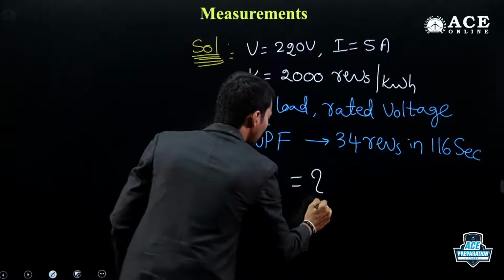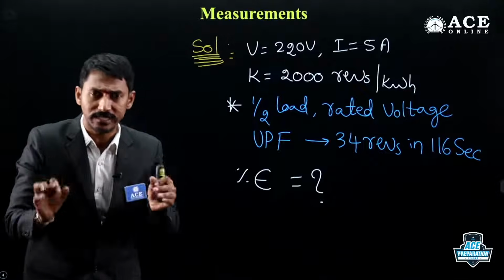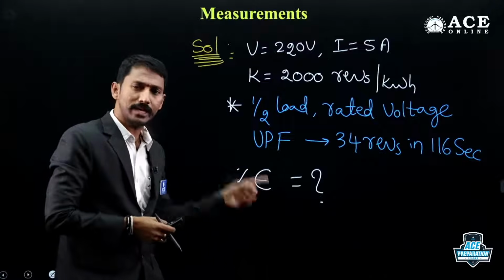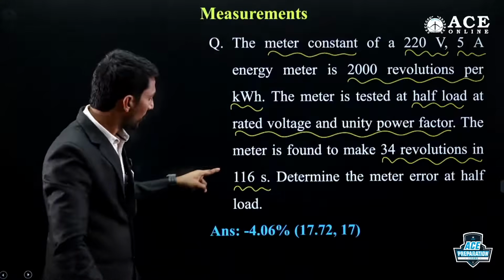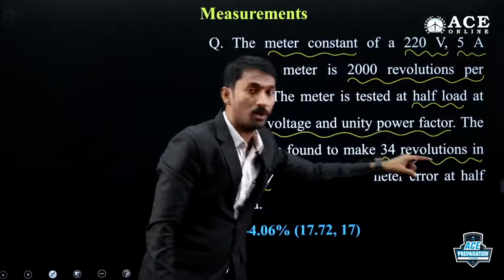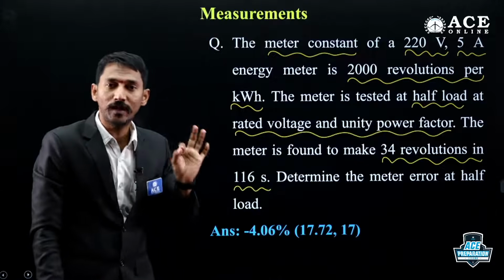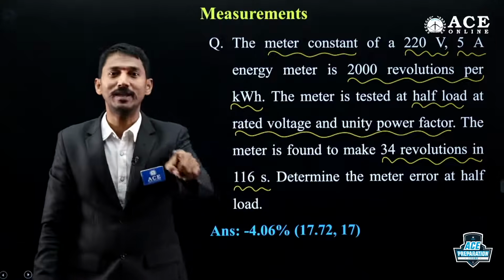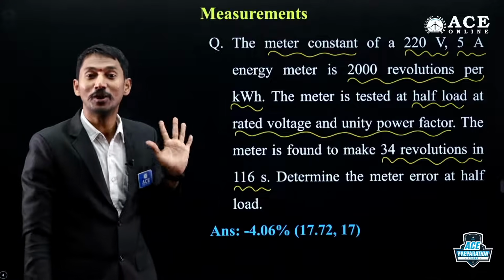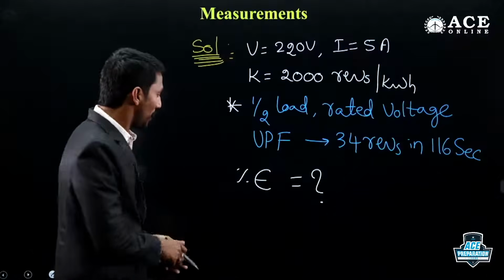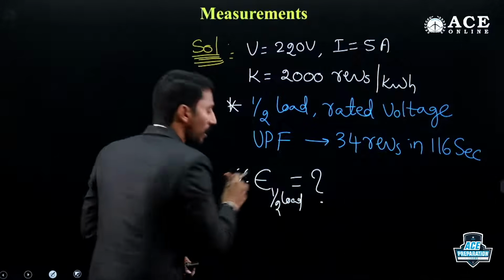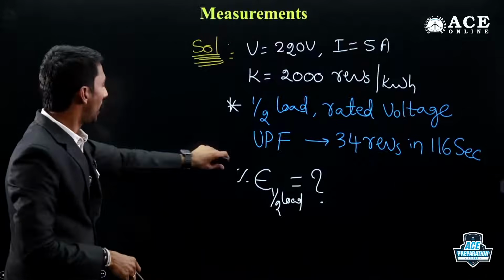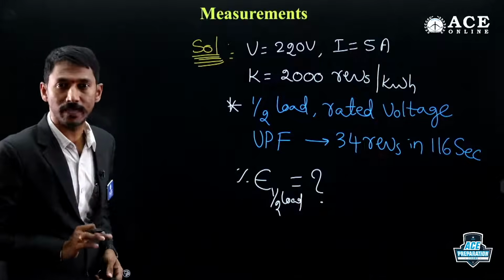percentage error. The first mistake people generally make is only considering percentage error. But he is asking percentage error at which load? Half load. If you miss this word, there is a 100% chance of getting the wrong answer. So you need to be very careful with this point. Half load percentage error, you need to be very careful.